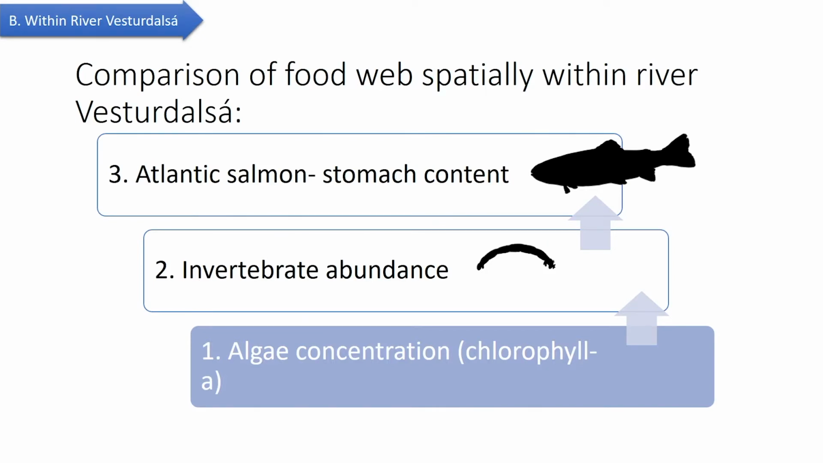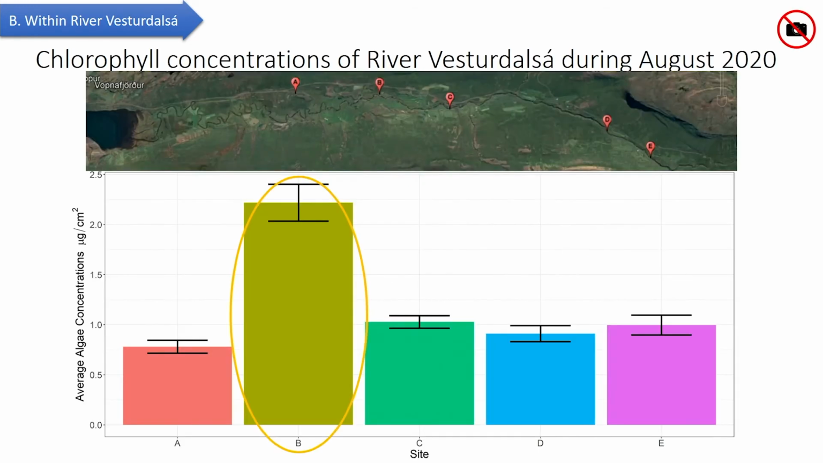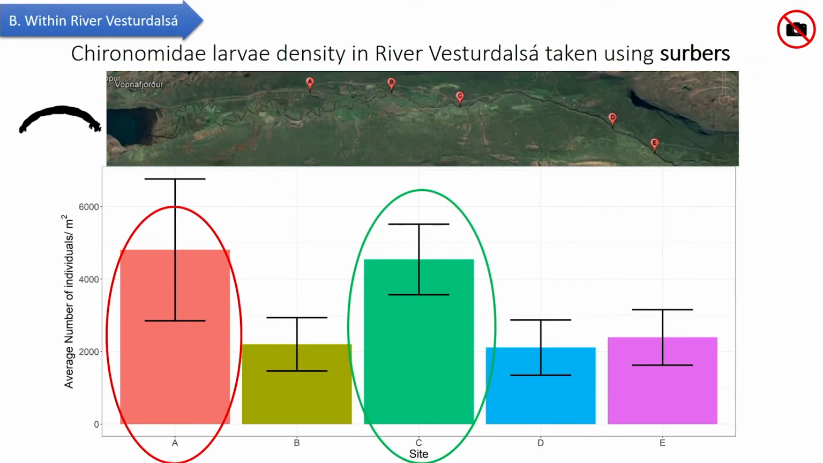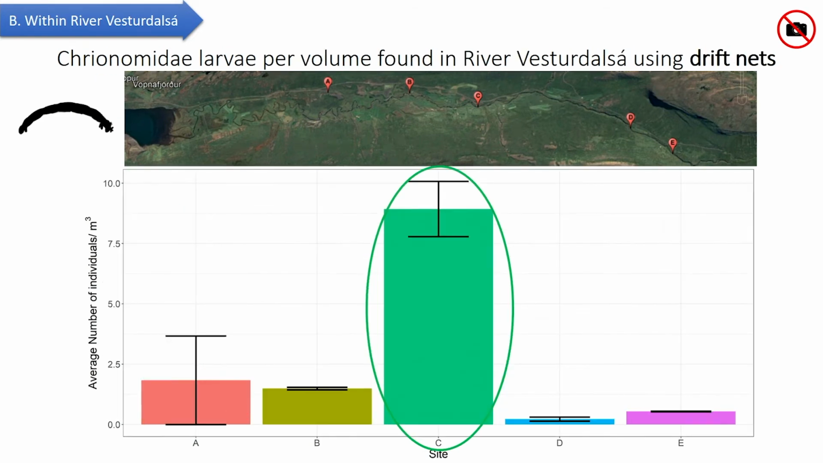Now we're going to look at the comparisons within River Westerdalsau. So we can see here on the top, this is a map of the sites that we sampled. And site B here has the highest algae concentration. And then looking at the invertebrate abundance, we can see that site A and site C have the highest Chironomidae larvae density taken using SERBRs. Whereas in DriftNet, we can see that site C itself is the highest for Chironomidae larvae density.